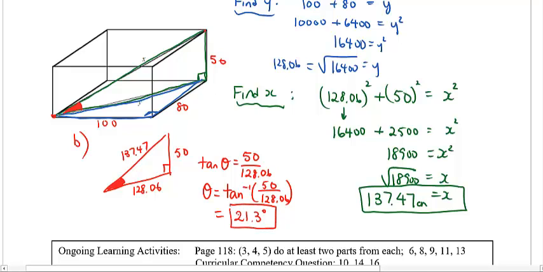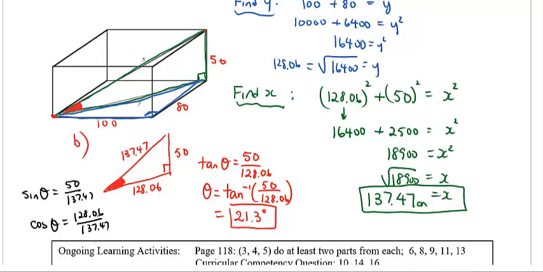Now, you can use other ones too, right? You don't have to use tangent here. You could have used sine. If you use sine theta, it'd be opposite, which is 50 over 137.47. That should also work. If you use cosine, that would be the adjacent side, 128.06, divided by 137.47. And you should be able to get the same measurement of 21.3 degrees. Okay, there you go. That's it.